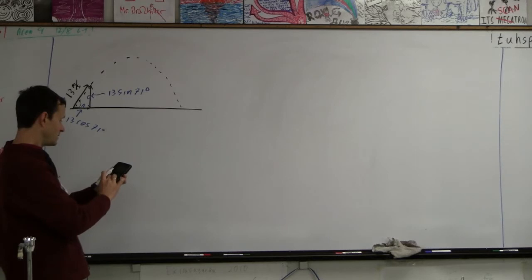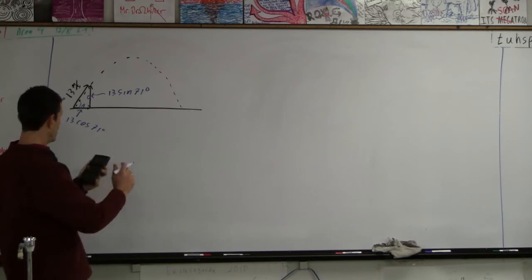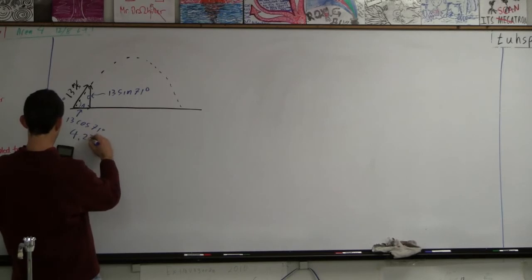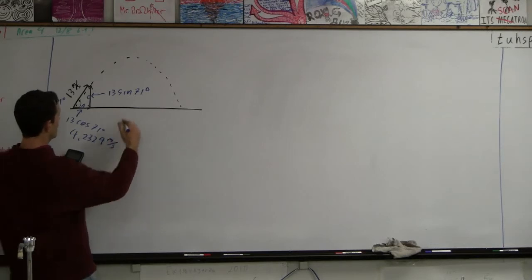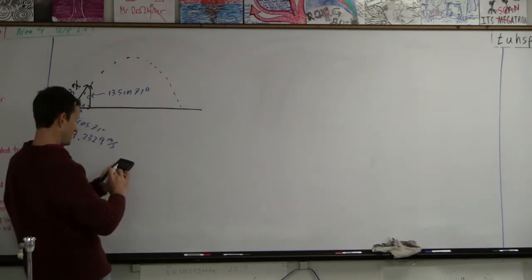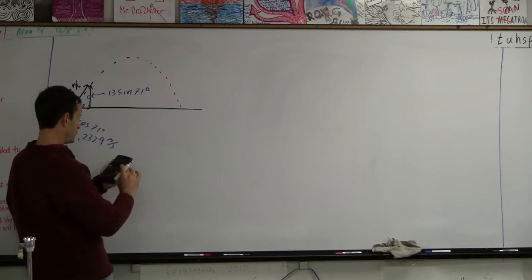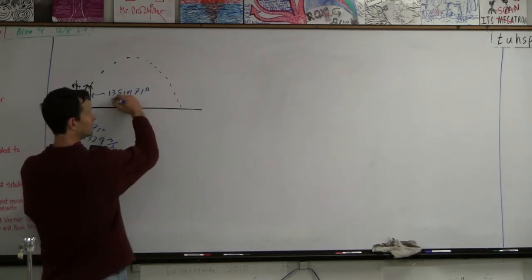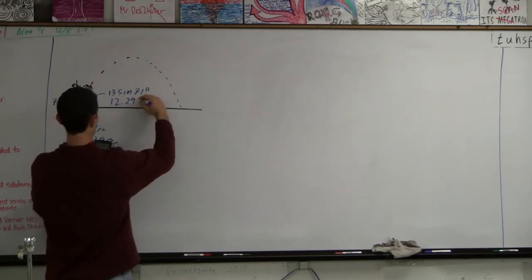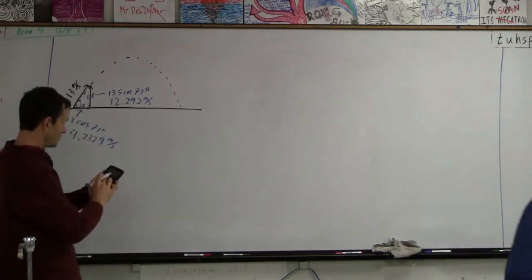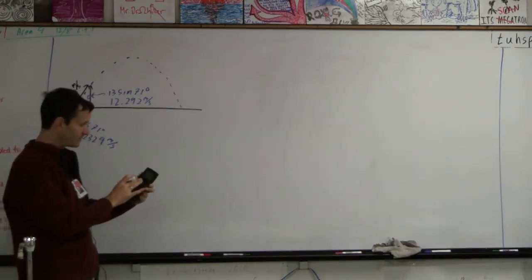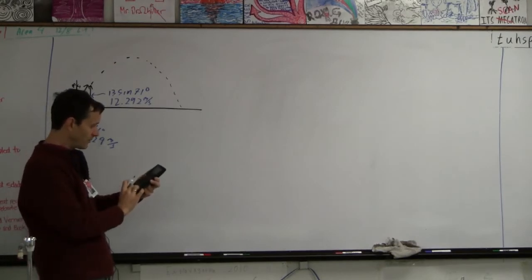So let's do those here. 13 cos 71, and I've got 4.2324 meters per second, and this side here, 13 sine 71 is 12.292 meters per second. Okay, and it's very important that you check and make sure that you are in degrees. So I'm just double checking here, because that would be very sad if I weren't.